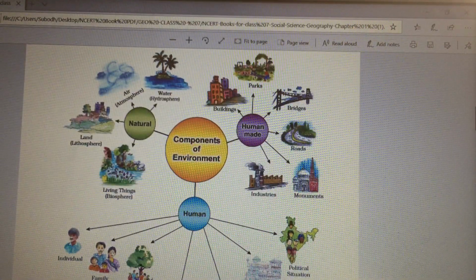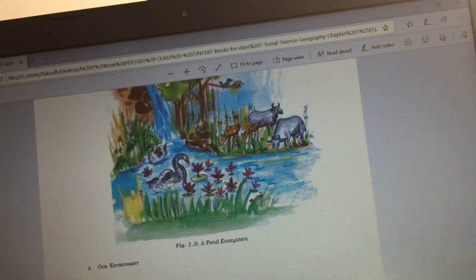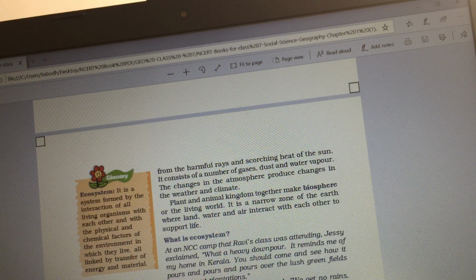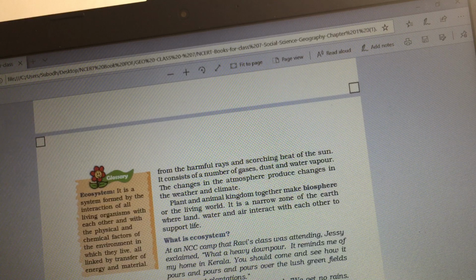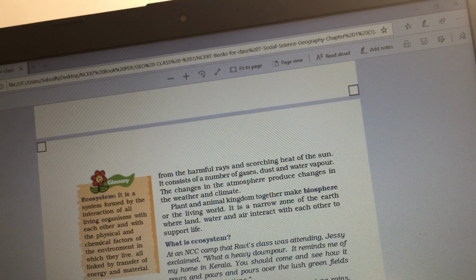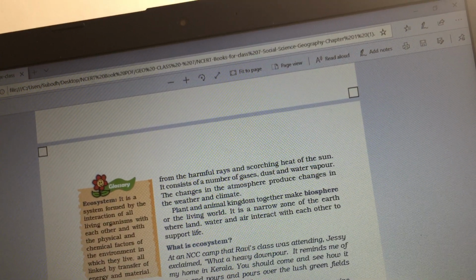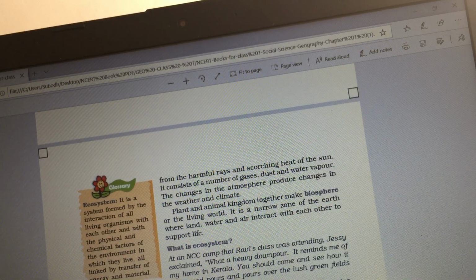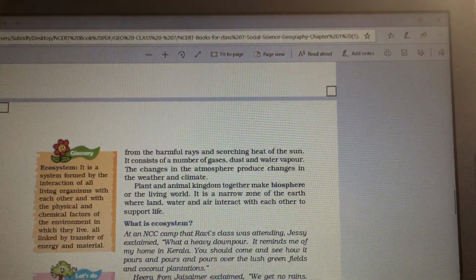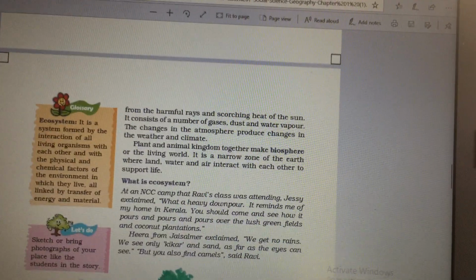Now let's move on to the next topic. We started with the story of Ravi, right? Ravi was coming back from vacation, and when he sees the trees cut and the playground dug up, he becomes very upset. Ravi is going to an NCC camp, and there he sees rain. One of his classmates, Jessie, exclaims, "It's raining like the place in my hometown." In her hometown, Kerala, it always rains like this.